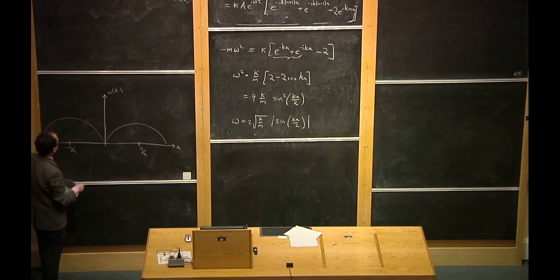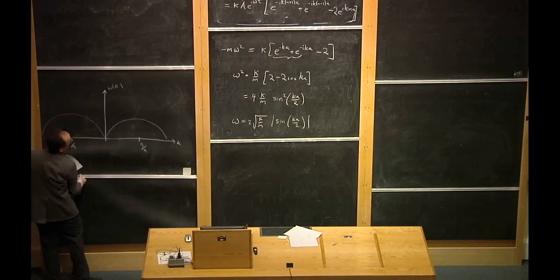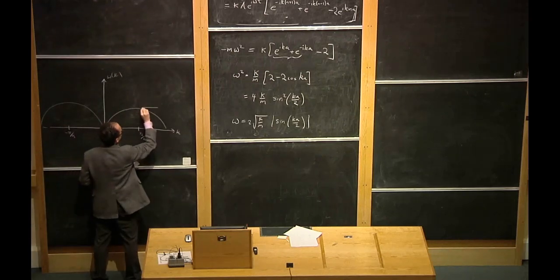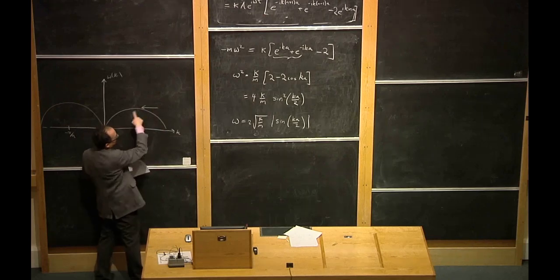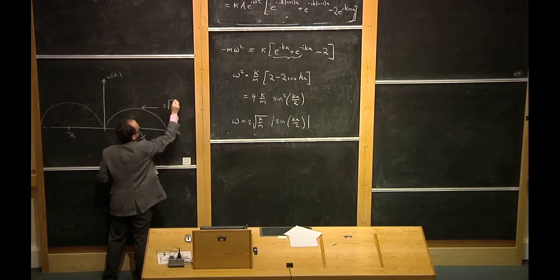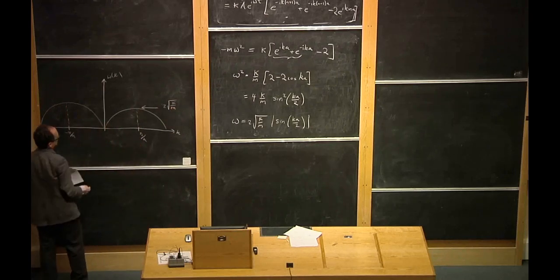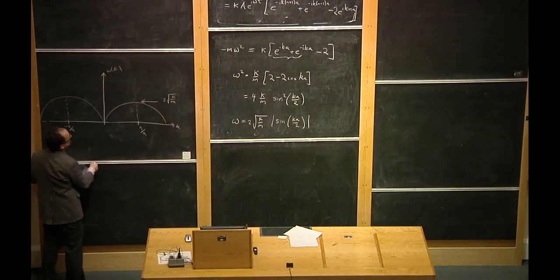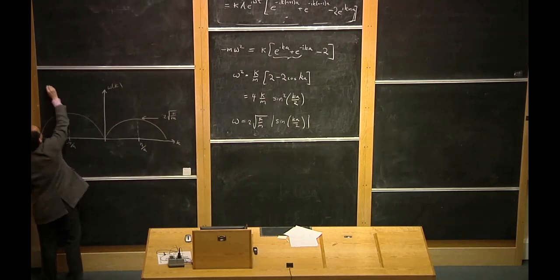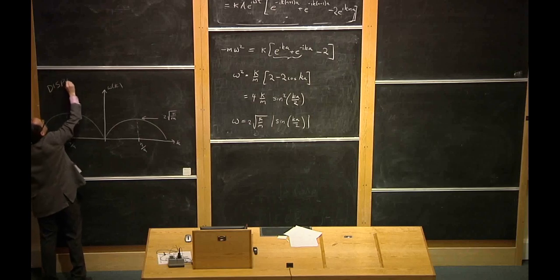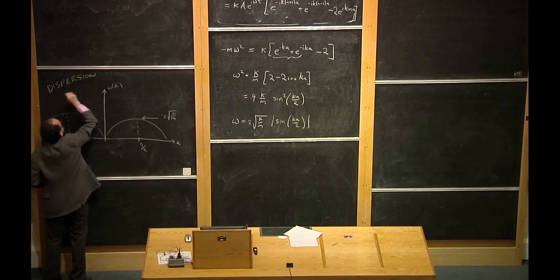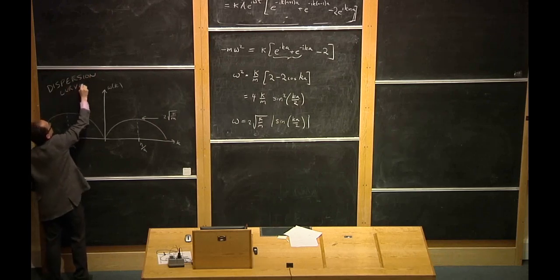They're supposed to be the same height. And the height of this curve here is 2 square root of kappa over m, and it has its peak at pi over a and at minus pi over a. So this curve is known as a dispersion curve, which just means omega as a function of k.